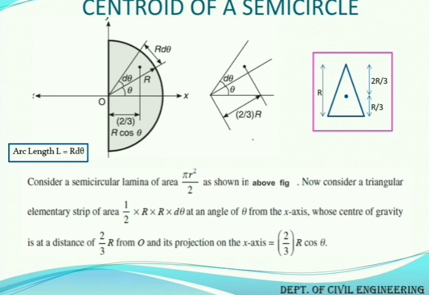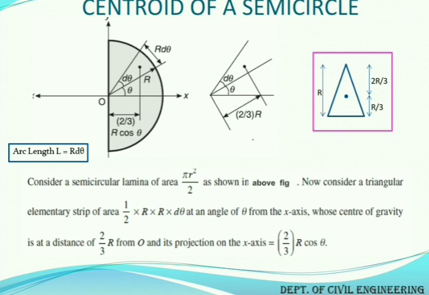Now, next comes the concept of application of centroid. Already we have derived the centroid for a triangle. That same application we are going to use here. From the base of the triangle, the centroid lies at what distance? If h is the height, h by 3. At h by 3 we will find the centroid of the triangle.